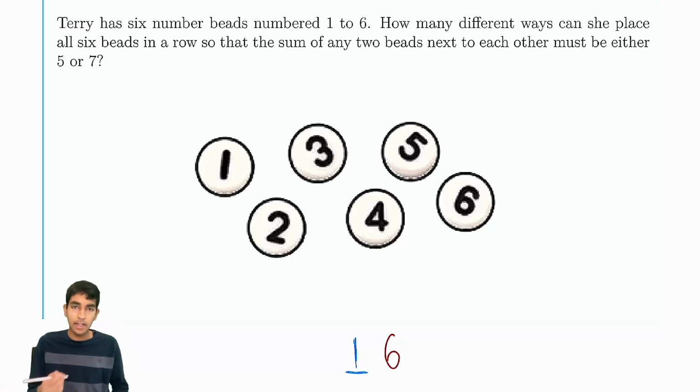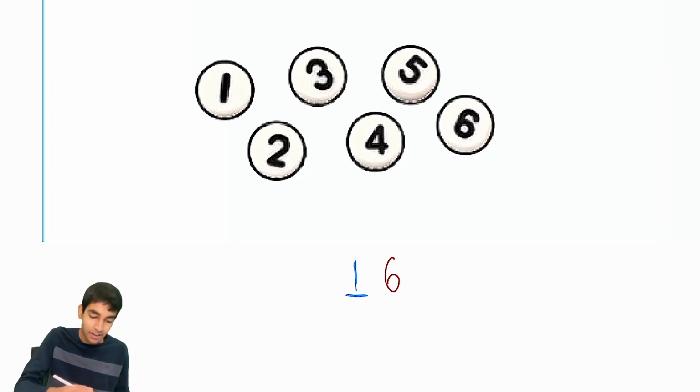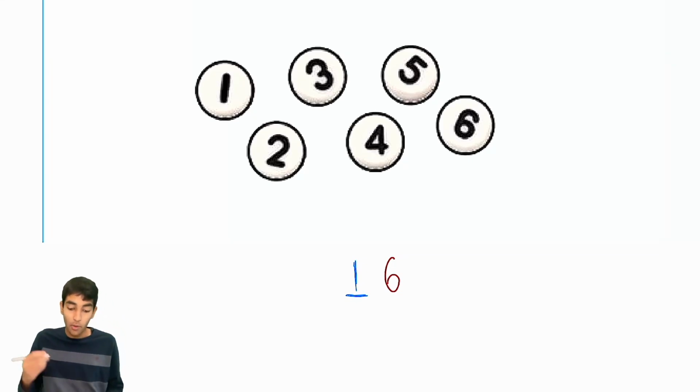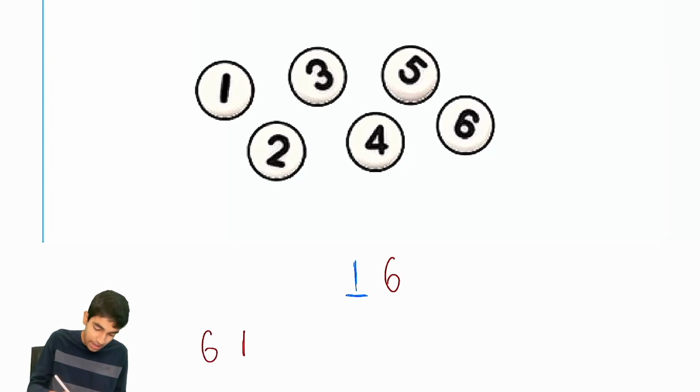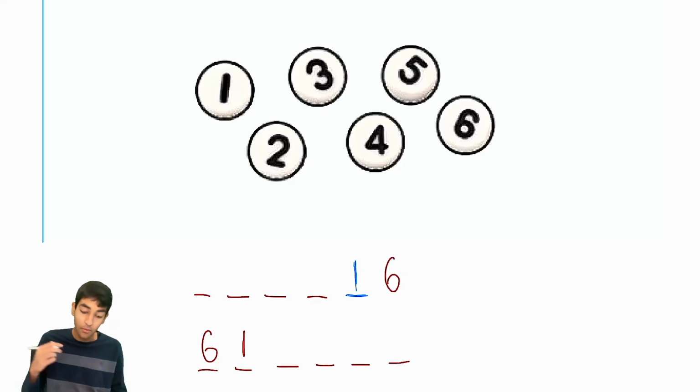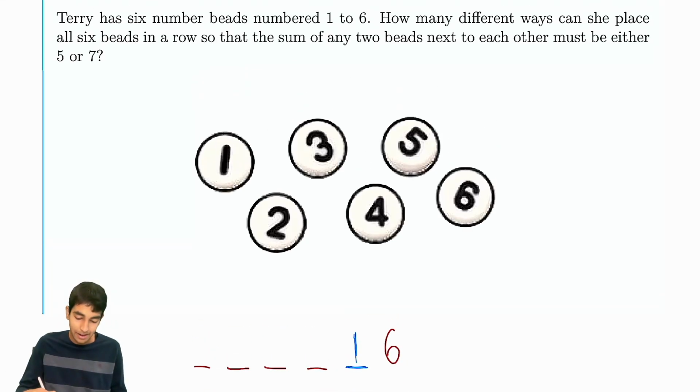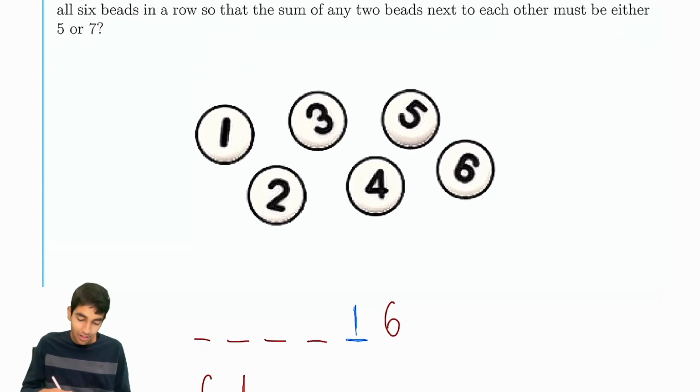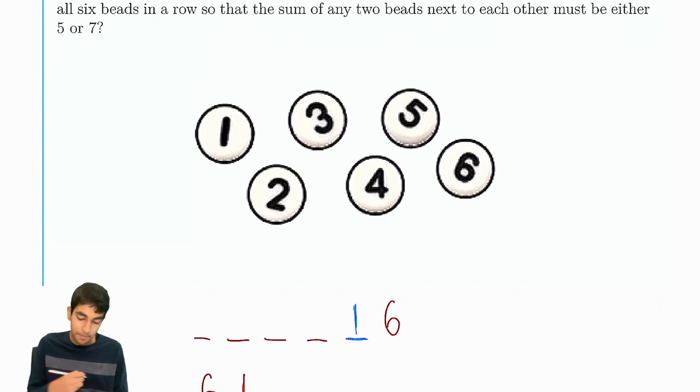So what else does that tell us about 6? It has to be at one of the ends. So it either has to be at the right end or the left end. So 1, 2, 3, 4, 5, 6. Right end or left end. Okay, so now let's take a look. Okay, 6 and then 1.